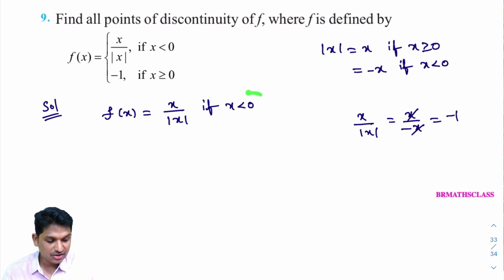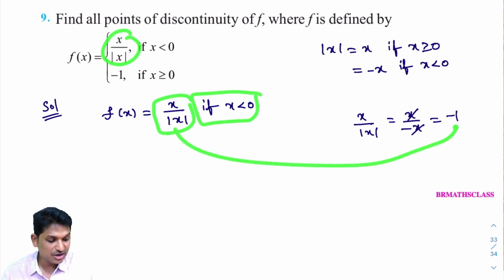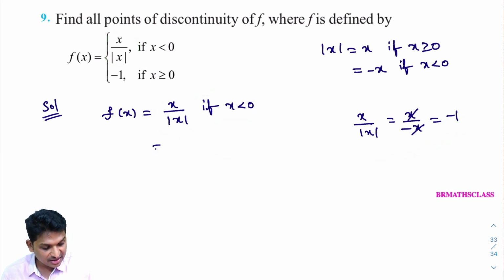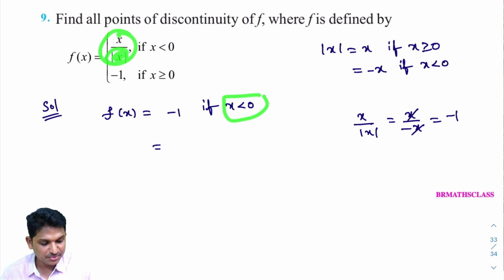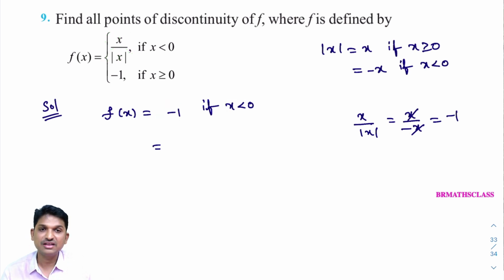Listen to this carefully. So x is less than 0. This is the given function. This is nothing but minus 1. I hope you understand. I am just striking off this. I got it is minus 1. When x is less than 0, mod x is minus x. x divided by minus x is minus 1. I got it like this. And this information is already there, that I will write, minus 1 if x is greater than or equal to 0.